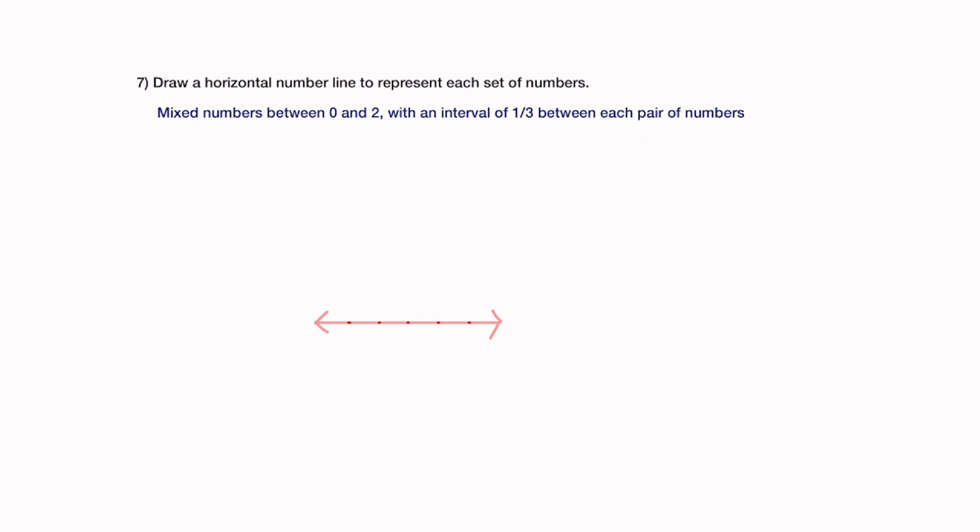Mixed numbers. Now we have mixed numbers between 0 and 2 with an interval of 1/3. That's the interval between each pair of numbers. So it has to be between 0 and 2. An interval is of 1/3. So let's say the first one is 1/3. What's the next one? The interval has to be 1/3, right? So it's basically 1/3 plus 1/3 is what you do. So you get both the denominators are same. So you can add. So it's 2 upon 3. So the next number is 2 upon 3.